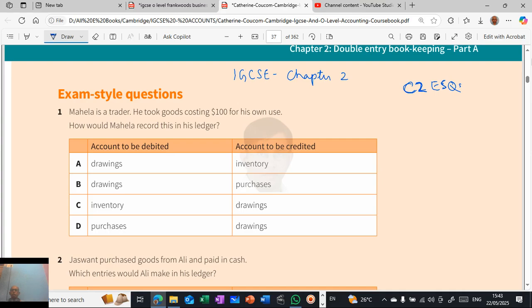Mahela is a trader. He took goods costing 100 for his own use. How would Mahela record this in his ledger? So you try answering yourself.